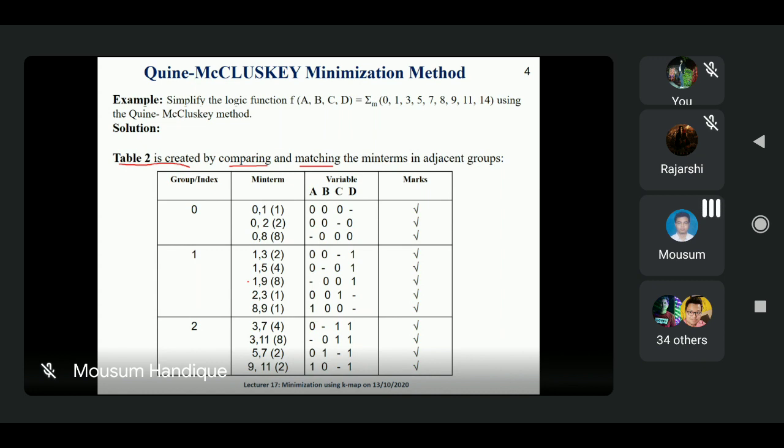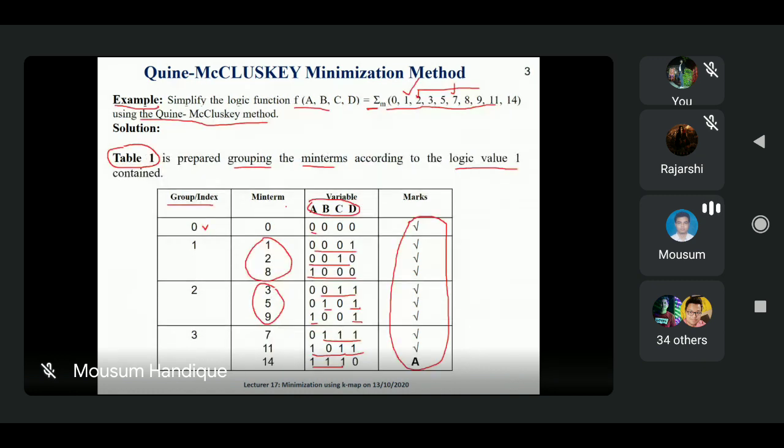Okay, so see here how we are grouping. Again we are making the groups 0, 1. I will explain. See here, we look at the distance between two binary codes. If the distance is 1, at first we compare those. When we are comparing group 0 to group 1, group 0 to group 2, group 0 to group 3, group 1 to group 2, group 1 to group 3, and group 2 to group 3, we are comparing each group with each other.